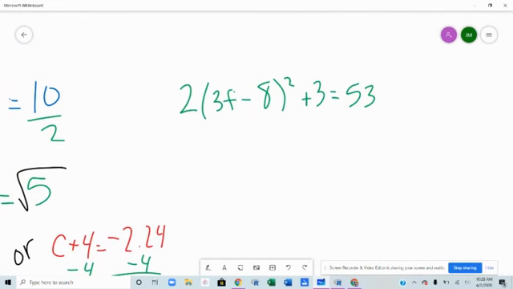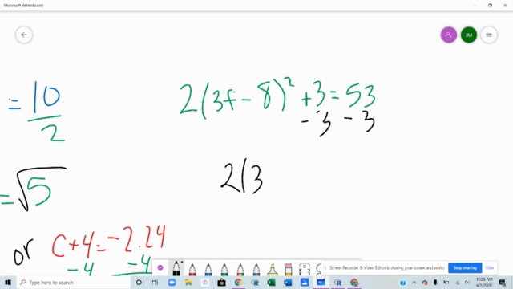Okay, last one. Start with getting rid of any addition or subtraction on the outside of your parentheses. I have plus 3 on the outside, so I need to get rid of it by subtracting 3. So I leave everything else the same, 2 times (3f minus 8) squared equals 53 minus 3 is 50.